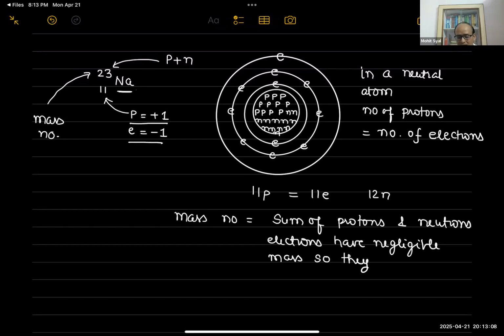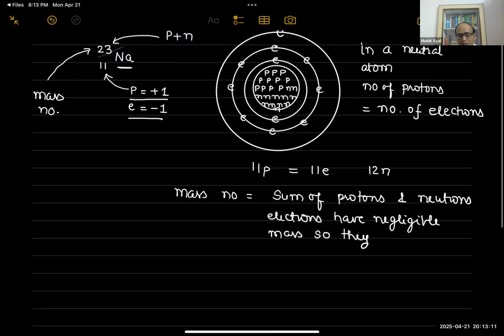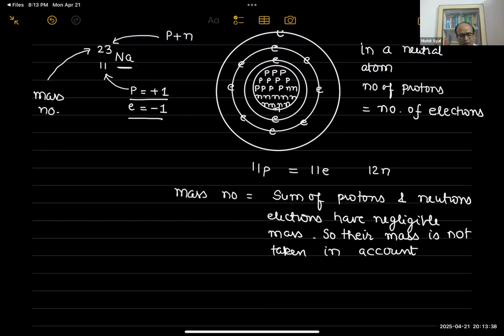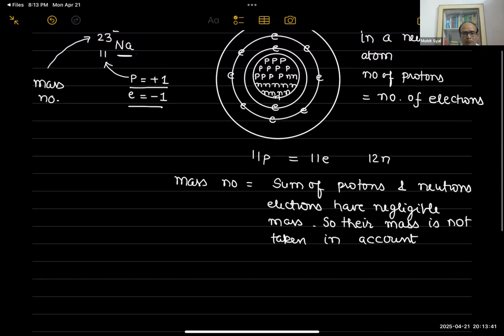So electrons have negligible mass, so they are not counted in the mass number. Due to that, their mass is not taken into account. Is it clear or not? Yes, sir. Okay, great. So I hope this is clear for sodium. Now you can write this for any element.